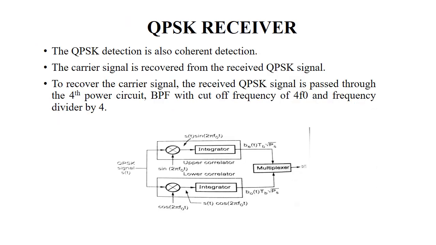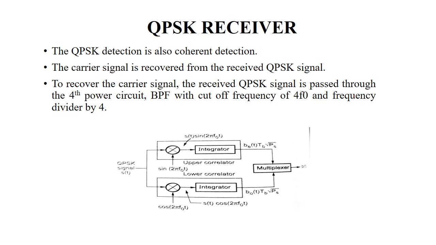Next one is the QPSK receiver. The QPSK receiver is a synchronous reception, and therefore the coherent carrier is recovered from the received signal S of t. So it is also known as coherent detection. First, the carrier recovery will occur.